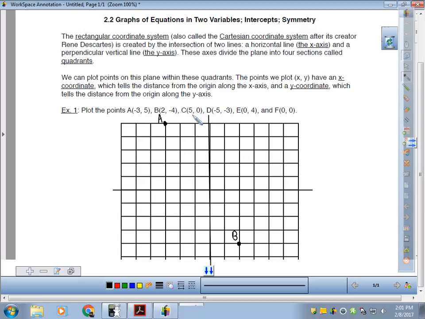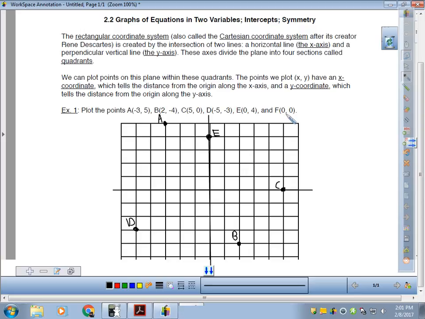Point C is 5, 0, which means we're going right 5, but we're not going up or down at all. So here is point C. Point D is negative 5, negative 3, so that's left 5 and down 3. So left 5, 1, 2, 3, 4, 5, and down 1, 2, 3. There's point D. E is 0, 4, which means we're not going left or right, we're just going up 4. 2, 3, 4. So there's E.